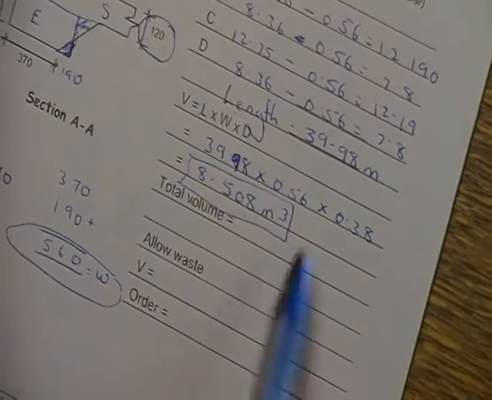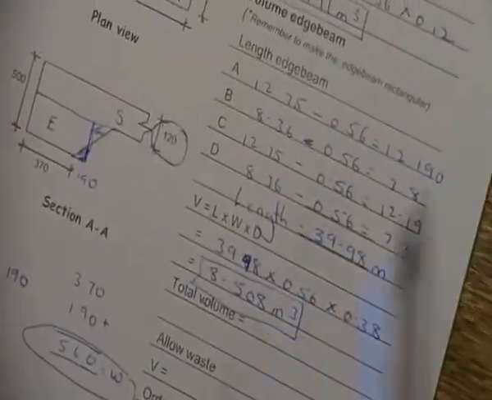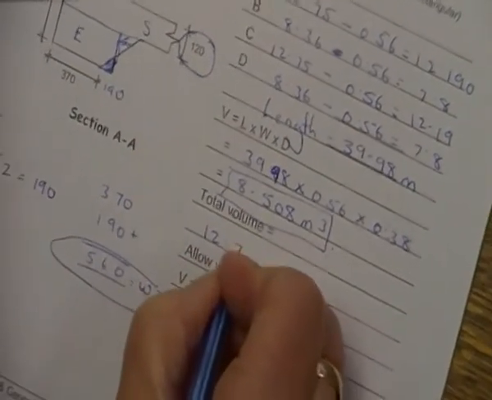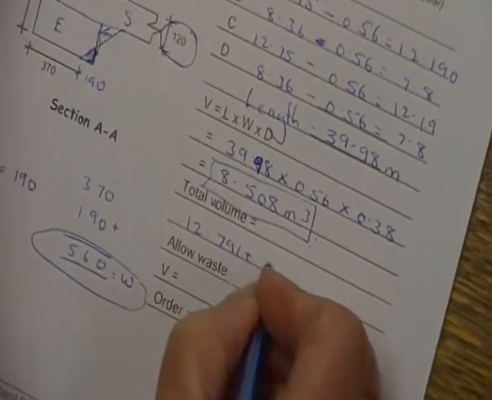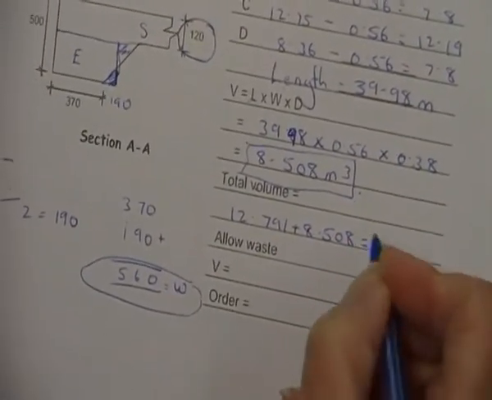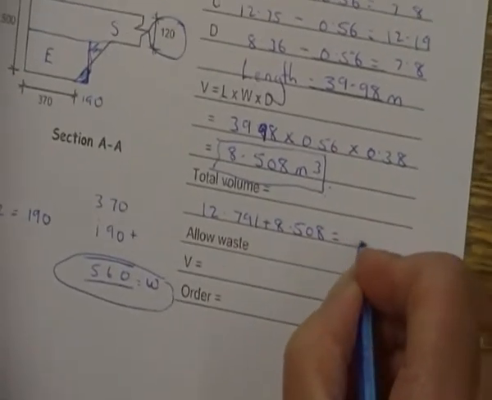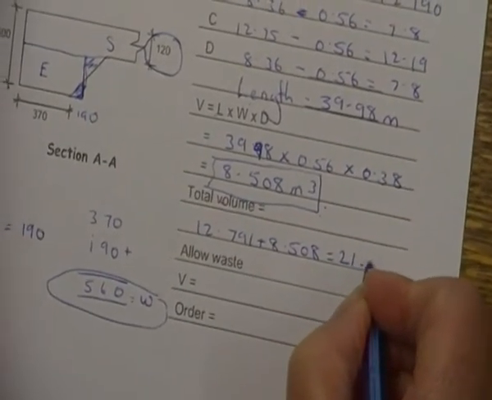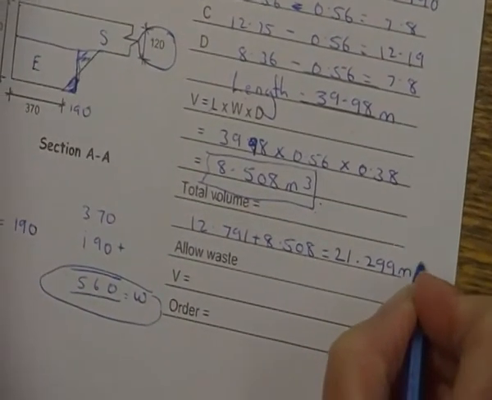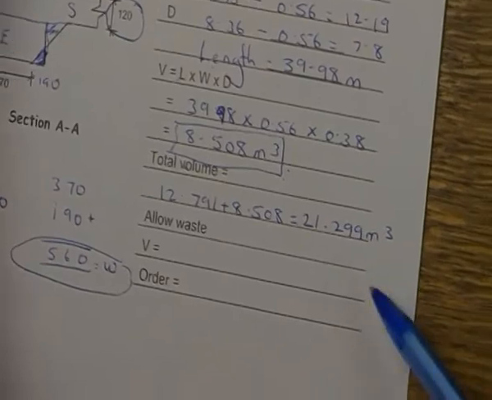Now the total volume is these two answers together, the slab plus the edge beam. So it's going to be 12.791 plus 8.508, which together equals 21.299 meters cubed.